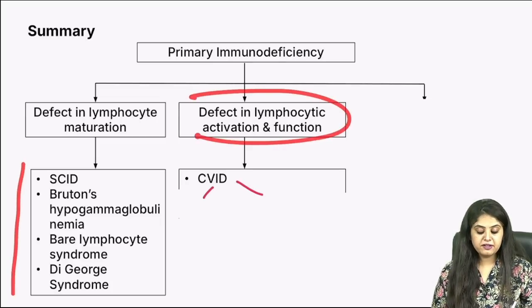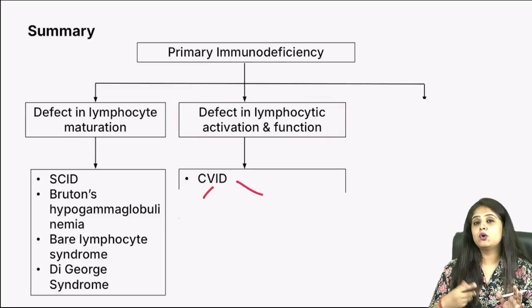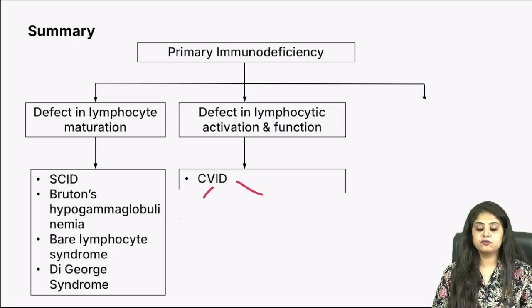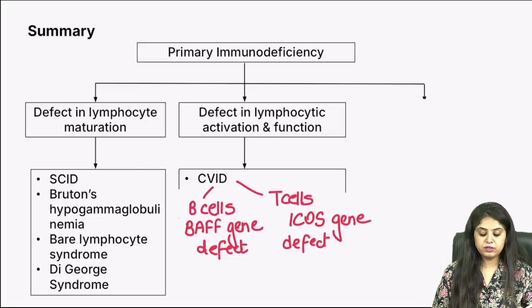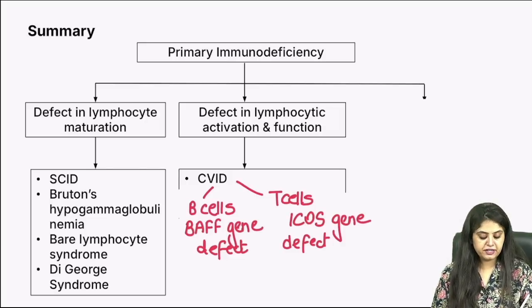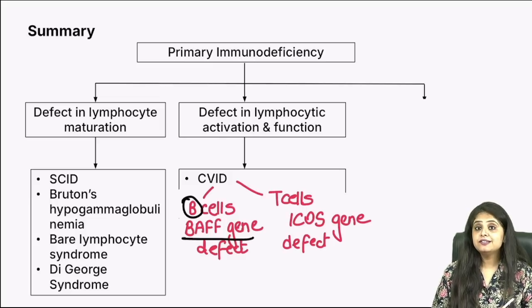Now I go on to the defects where lymphocytes have matured, but they are not able to get activated, and the disease is known as CVID. CVID stands for common variable immunodeficiency. So what is common to it? Because over here the B and the T cells both are affected. So how are the B cells affected? Because there is a problem in the BAFF gene. And how are the T cells affected? Because there is a problem in the ICOS gene.